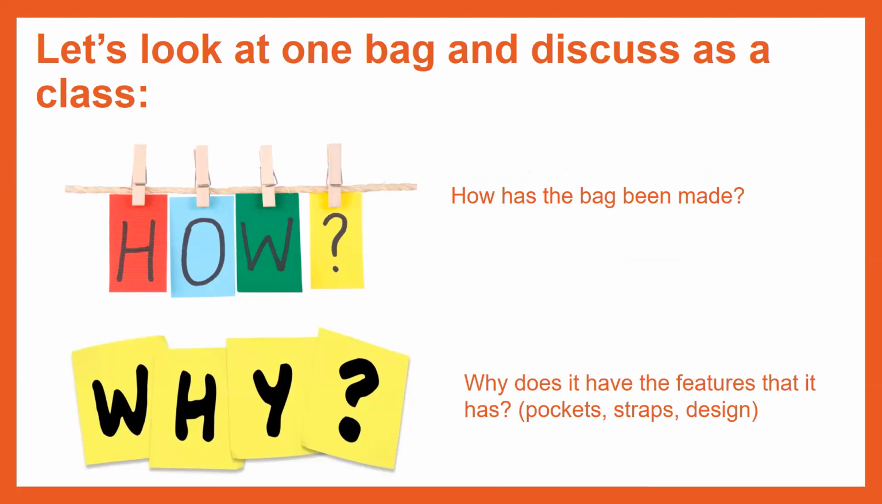Okay, so hopefully you've spoken with your adult about the questions on the previous slide. So now I want you to think about the how and the why. How has the bag itself been made? Has it been made by somebody making it from scratch? Or has it been made in some sort of factory or by a machine? And the why question, why does it have the features that it has?